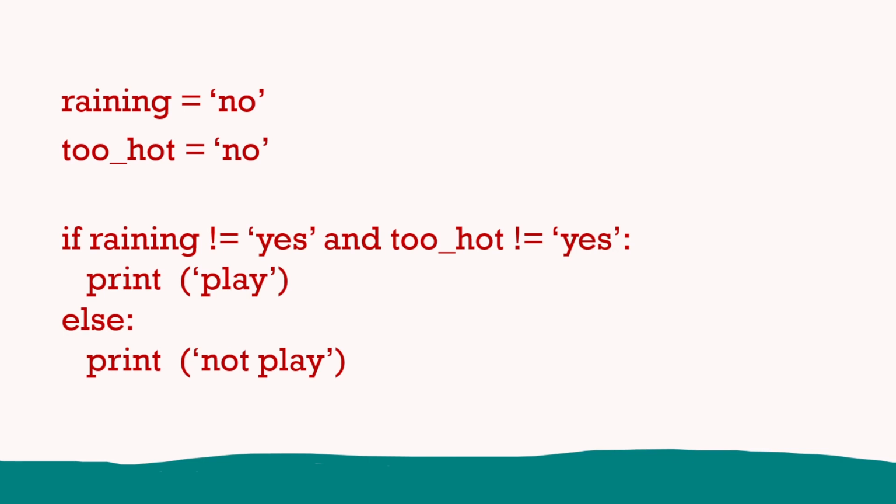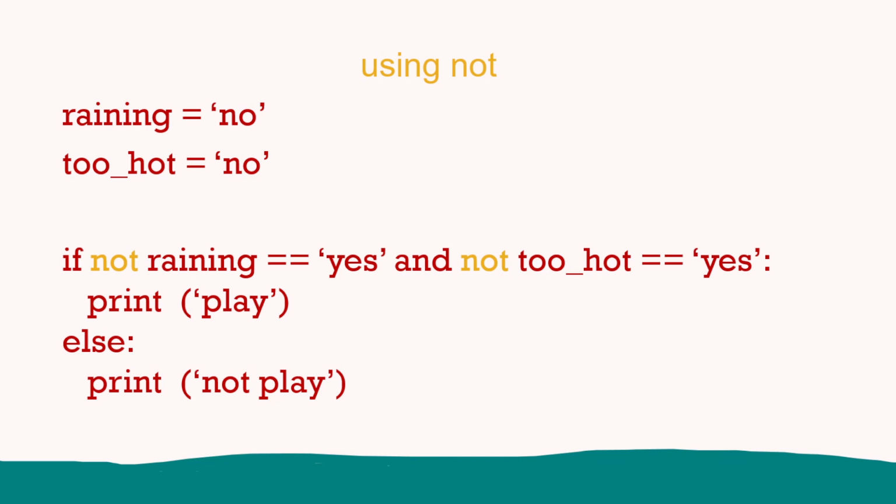Task 2. Here we've got raining and too hot, both equal no. In our if statement we're using an and. So if not raining is yes and too hot is also not yes, then we can print play. Else we print not play. So that's using the not equal sign.